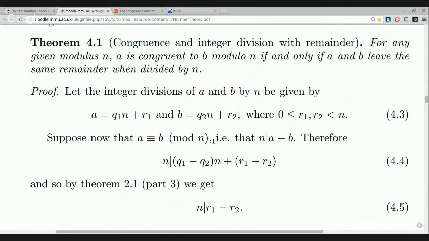So how could it be that n does divide the difference? Which numbers between 0 and n minus 1 are divisible by n? There's only one of them, only 0. None of the other options for the difference R1 minus R2 is divisible by n. So that tells you the difference R1 minus R2 has to be 0.